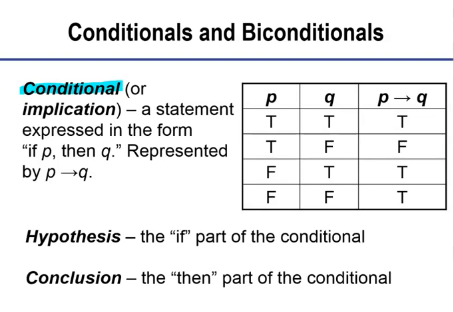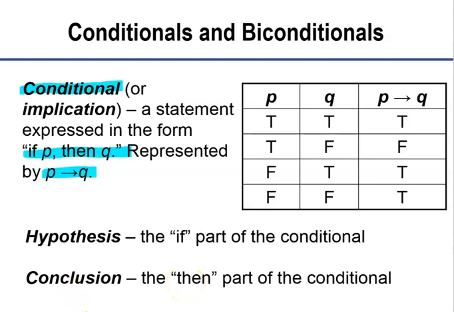So it's a statement expressed in the form of if P, then Q. A lot of computer language uses these if-then or conditional statements. So if P, then Q, and notice the notation for that. So this is how you read it. This is how you say it out loud, and this is the notation. Okay, notice they say the hypothesis is the if part. I've also heard that called the antecedent. The conclusion is the then part.